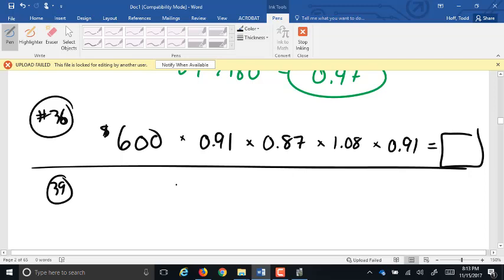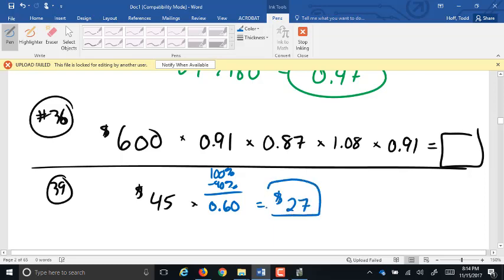39. It was $45. There's a 40% discount. 100% minus 40% is 60%. So you're paying 60%. So 45 times 0.6. $27.